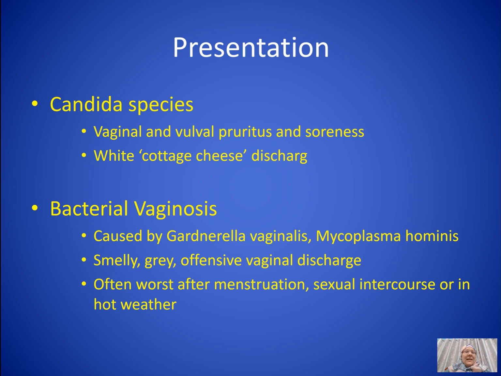Bacterial vaginosis, on the other hand, usually has no symptoms, so no soreness, no pain or pruritus, but patients might complain of a copious, smelly, grey and offensive vaginal discharge. Sometimes they will tell you that these symptoms are worse after menstruation, after sexual intercourse, or in hot weather. Bacterial vaginosis is commonly caused by Gardnerella vaginalis, which is the typical organism for this, but also Mycoplasma hominis and all other anaerobes are also possible causes.